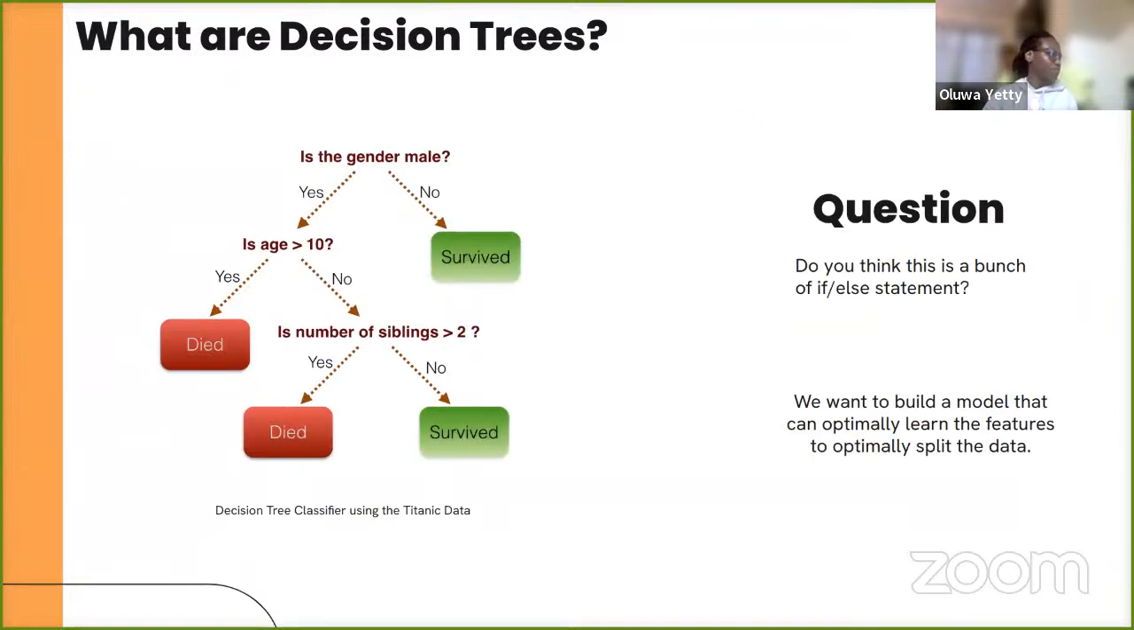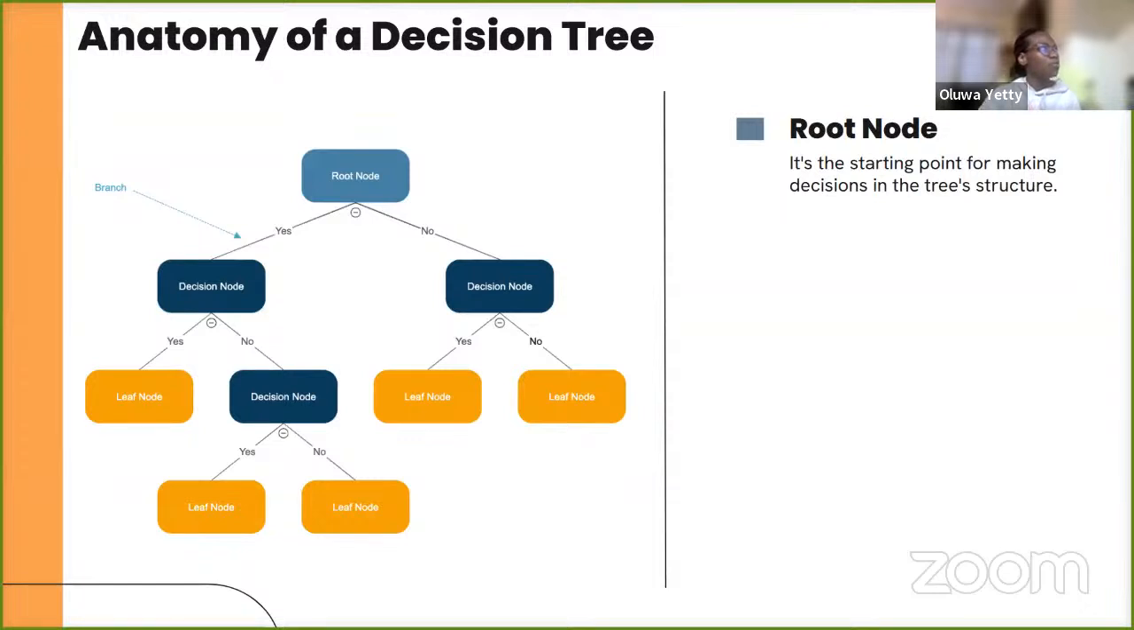So here we've seen the decision tree from the lens of the Titanic data set, like a sample of what it looks like from the lens of the Titanic data. Now, we'll talk about the anatomy. The anatomy of a decision tree is very intuitive, very straightforward. The very first node that starts a particular path is the root node. We call it the root node. It's the starting point for making decisions in the structure of the tree.